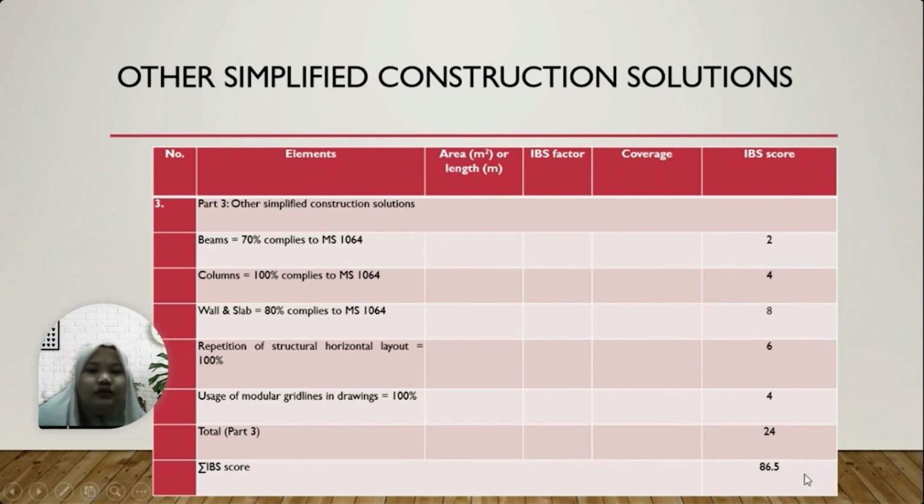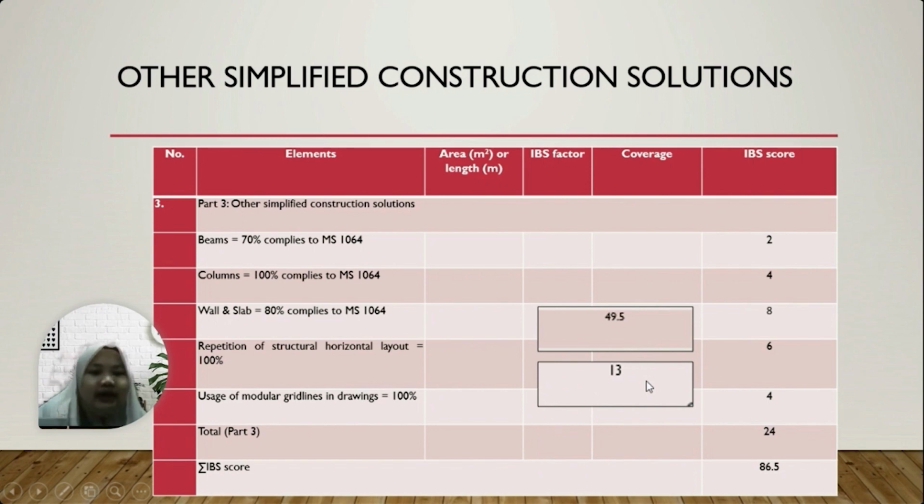To get the total IBS score, we sum up part 1, which is 49.5, part 2, 13, and part 3, 24. So we get the total IBS score of 86.5. That's all from me.